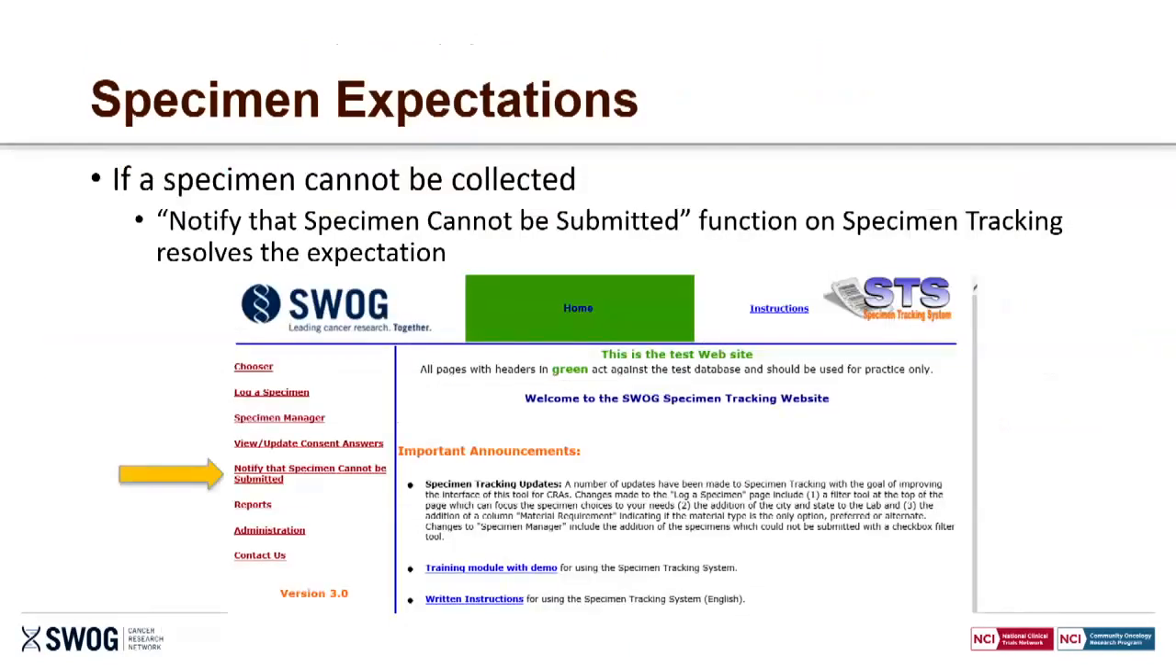And then the last thing is if you have a patient who was supposed to come in at week 3 for a specimen and they never came in, and you didn't collect, or the patient said, no, I'm willing to do specimens in the future, but this one, I don't feel good today. I don't want to do it. So you can't collect it.